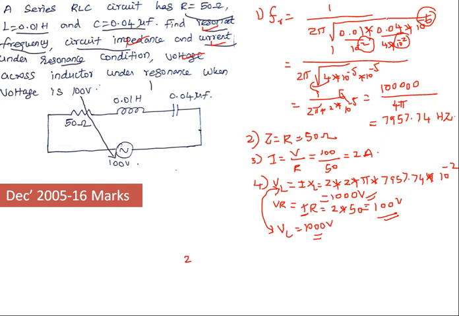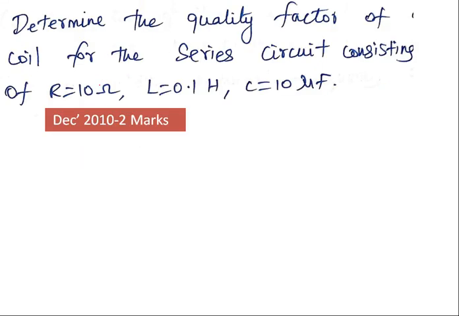Okay, let us move into the third question. December 2010, 2-mark question. Determine the quality factor of this coil for the series RLC circuit consisting of R 10 ohm, L 0.1 Henry, C 110 microfarad. So the quality factor of the circuit is equal to 1 by R into root of L by C. 1 by 10 into root of 0.1 divided by 10 into 10 power minus 6.